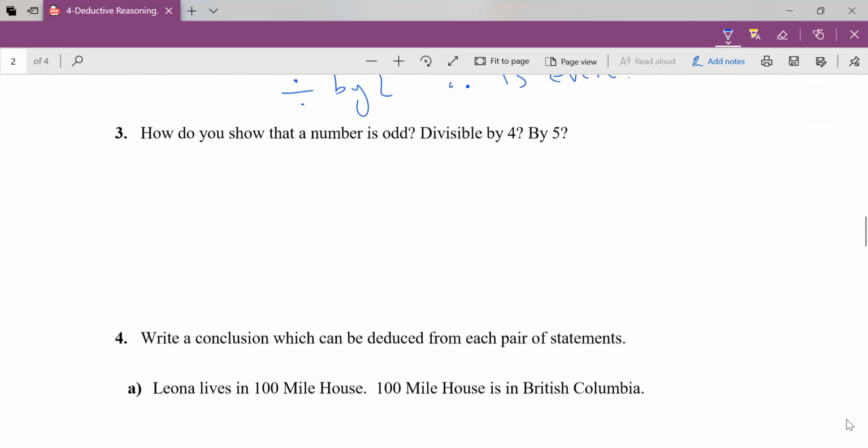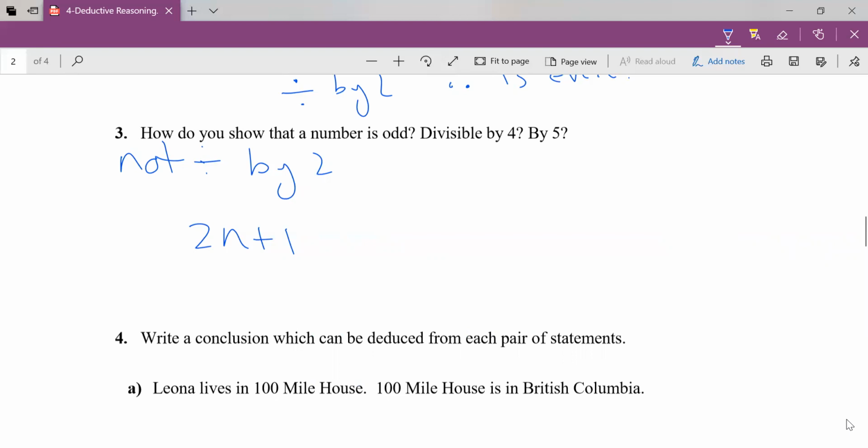To show a number is odd, well, an even number is divisible by 2. An odd number is not divisible by 2. So if I have just any odd number I can think of, 2n plus 1, I can't factor a 2 out of this. And if I can't factor a 2, it is odd.